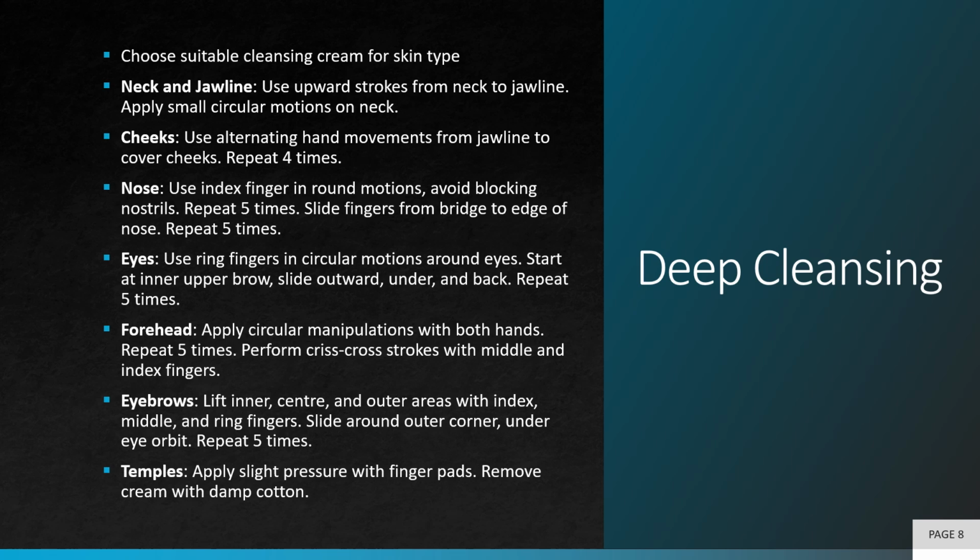For the forehead, apply circular manipulations with both hands, repeating the action 5 times. Then use your middle and index fingers to perform crisscross strokes across the forehead. For the eyebrows, lift the inner centre and outer areas using your index, middle and ring fingers. Slide your fingers around the outer corner of the eye and under the eye orbit, repeating this movement 5 times.